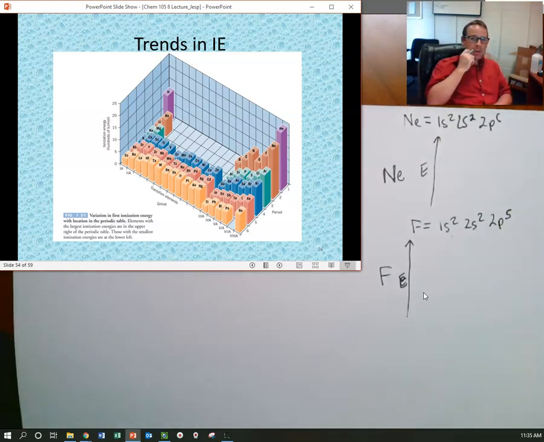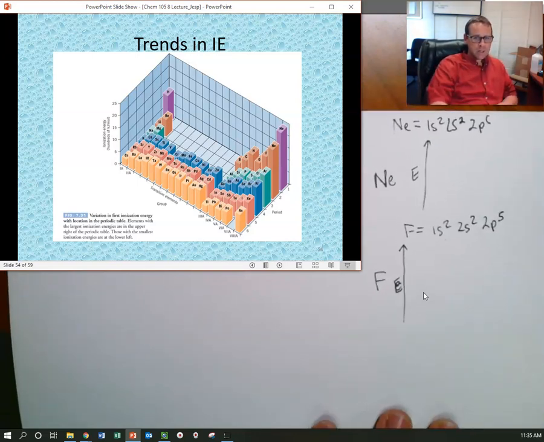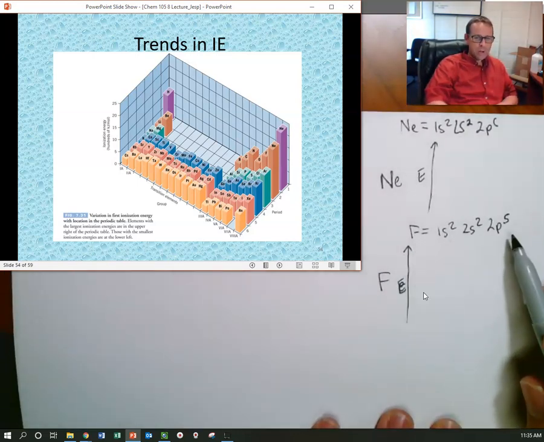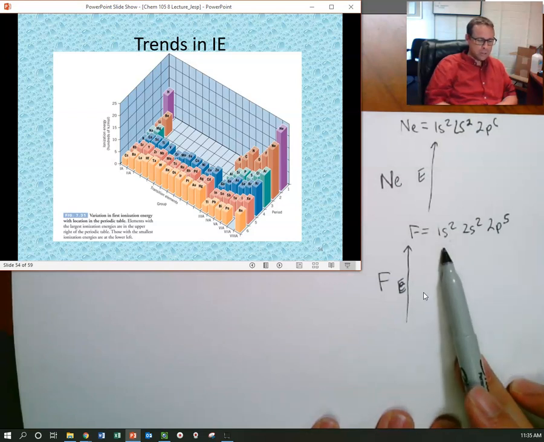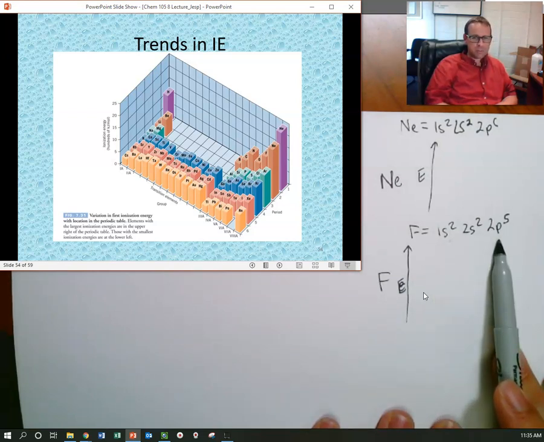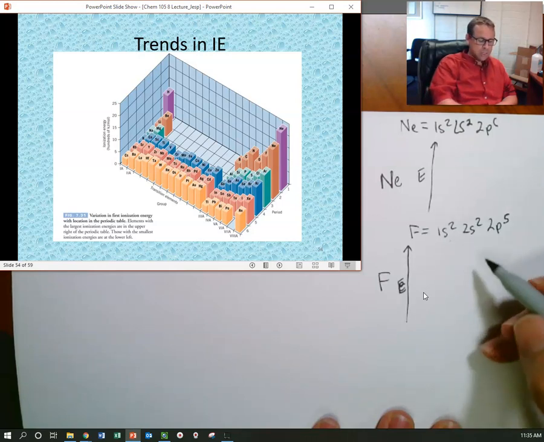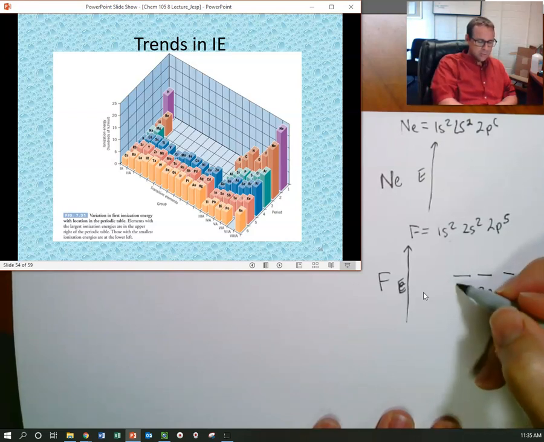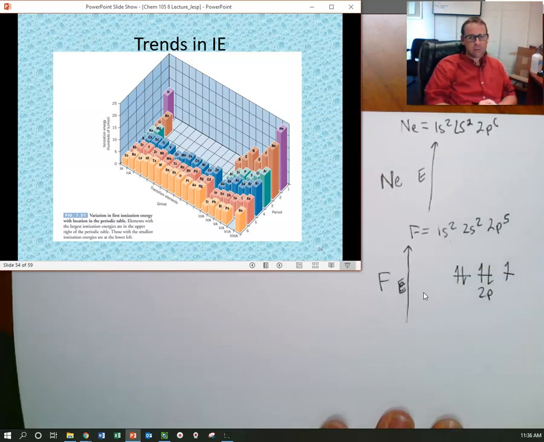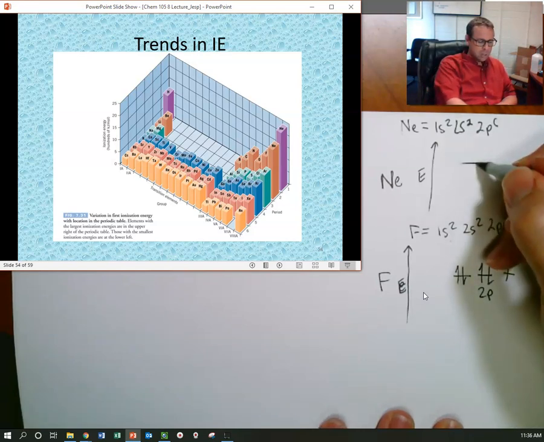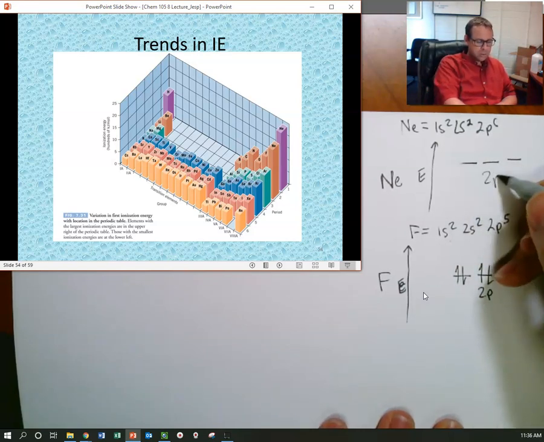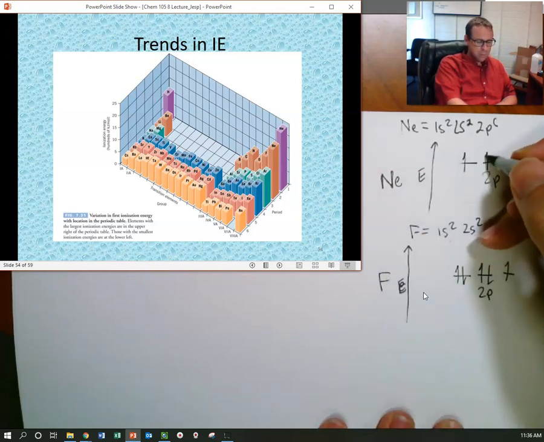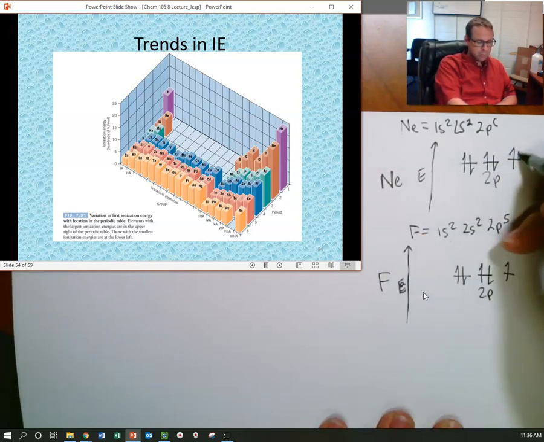Okay. So, if we're removing an electron from fluorine, where is that electron going to come from? Is it going to come from the 1s, the 2s, or the 2p? The 2p. That's right. So let's draw the 2p subshell and fill it up with 5 electrons: 1, 2, 3, 4, 5. I'll also draw the 2p subshell for neon and fill it up: 1, 2, 3, 4, 5, 6.